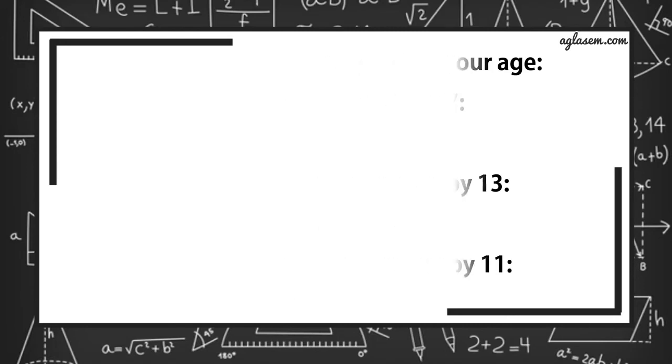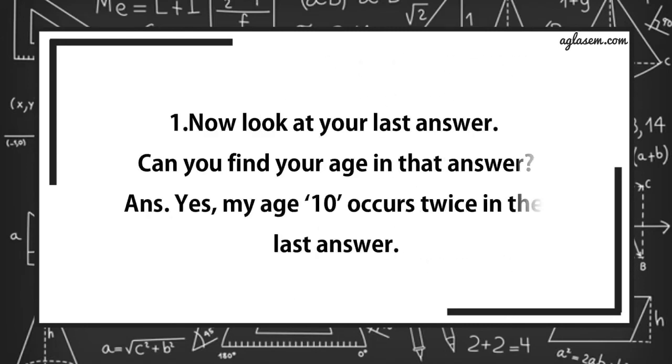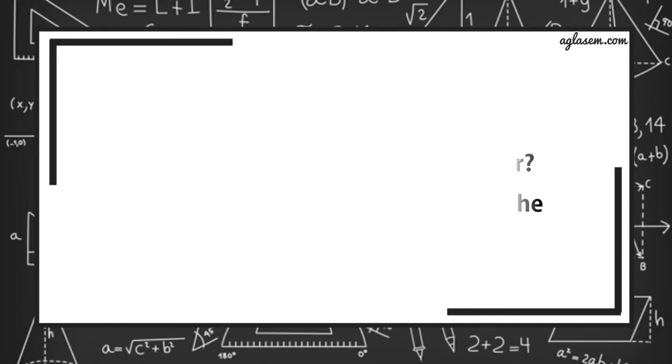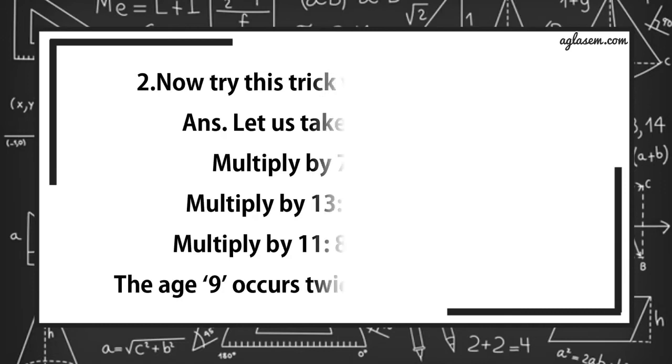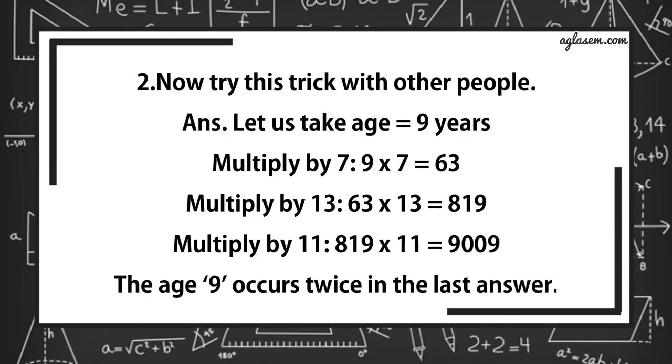Here question number 1 says, now look at your last answer. Can you find your age in that answer? Answer is yes. My age 10 occurred twice in the last answer. Further question number 2 says, now try this trick with other people. Answer is, let us take age 9. Now multiply by 7.